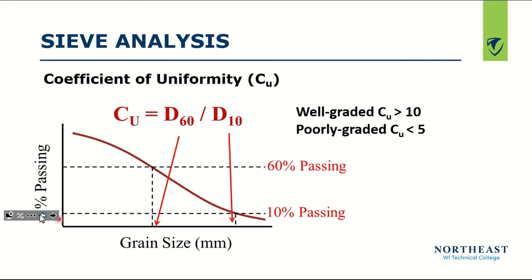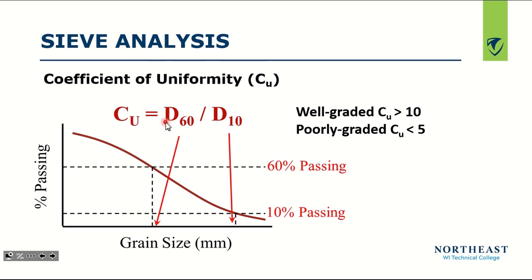So I'm going to move this guy out of the way. You go to your 10% line, and they call it D10. D stands for diameter, which is the same as the grain size, right? You project a line over until you hit your curve, and you project straight down. Okay, and then this is the grain size at 10% passing. So 10% of the grains in that sample are smaller than that size.